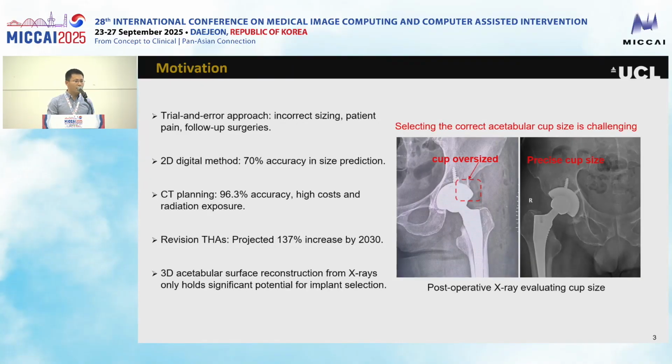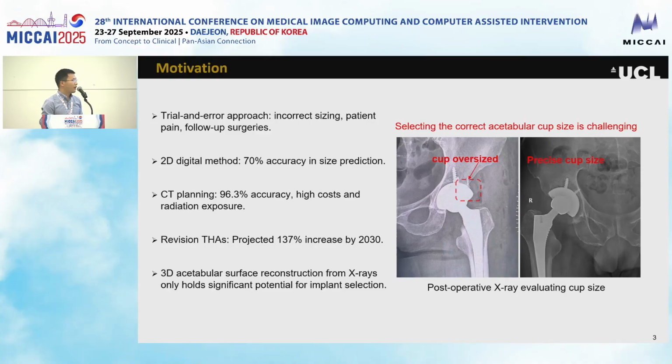However, selecting the correct acetabular cup is challenging. Intraoperatively, the surgeon usually takes a trial and error approach, which leads to incorrect size selection. To preoperatively determine the cup size, surgeons use a 2D digital method, which is the gold standard in clinical practice. However, it only achieves 70% accuracy.